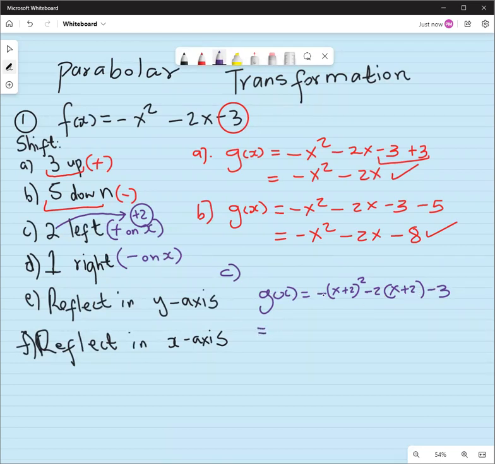Ladies and gents, when you FOIL, remember you don't start with this. If you have a square there, you have to start with the square. Exponent first. So I'm going to have x plus 2, and then another x plus 2 because of the square. Then here I'm going to have minus 2x, and then minus 4.